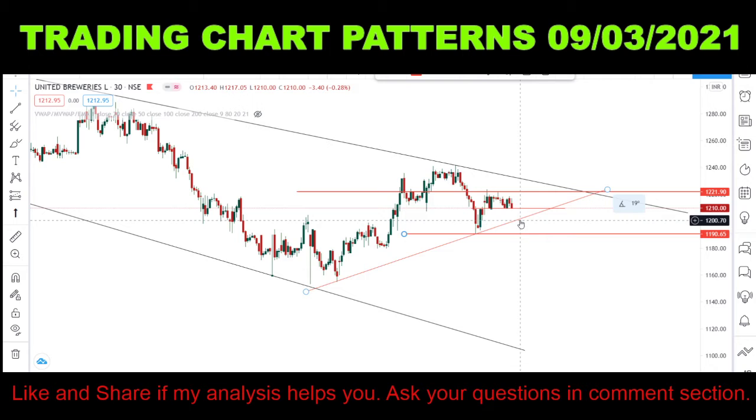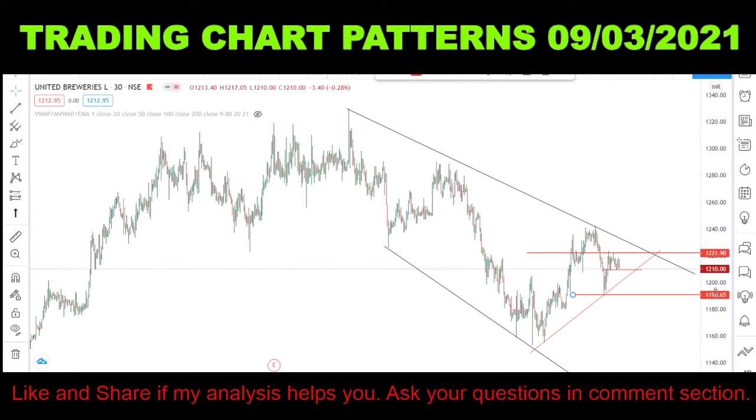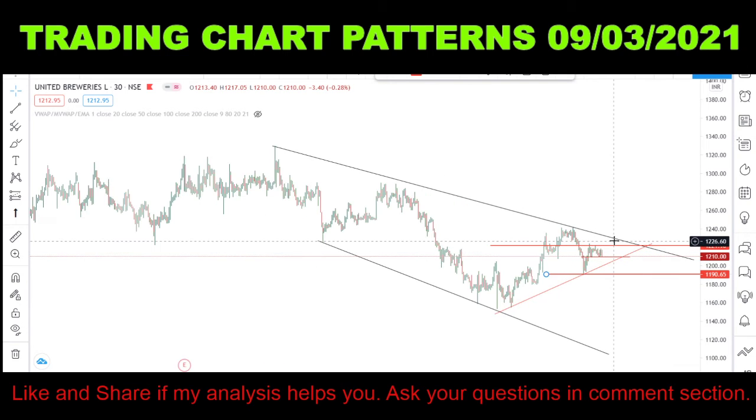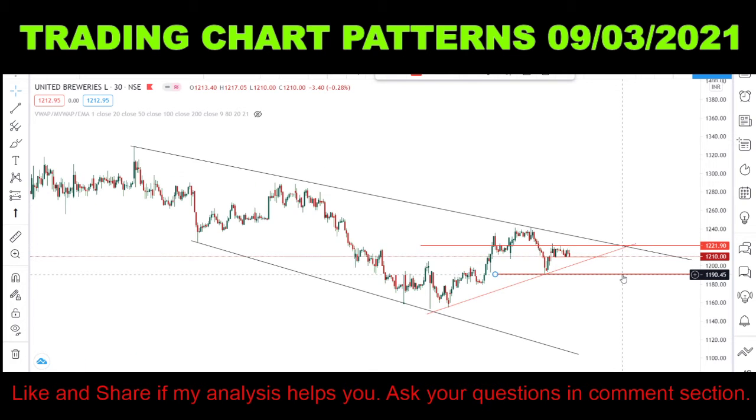So below 1200 it can be a good sell side trade, and if the stock sustains 1200, then you can go for a buy. If the stochastic RSI confirms the trade, then only you can go for a good buy. And what will be your target? Your target will be again 1221 or 1230. This will be your target for UBL.